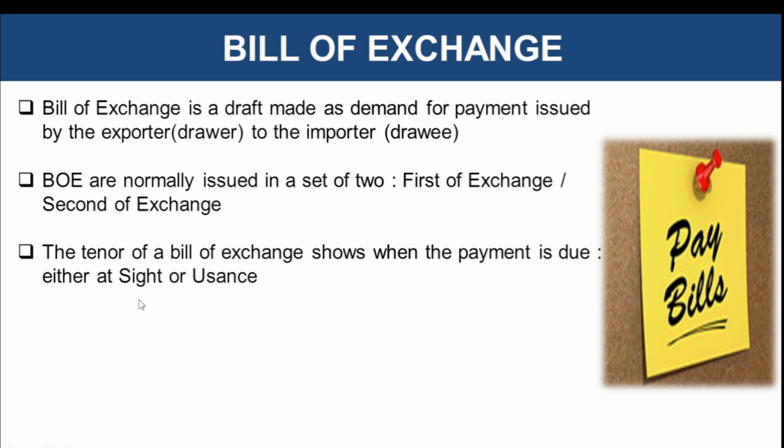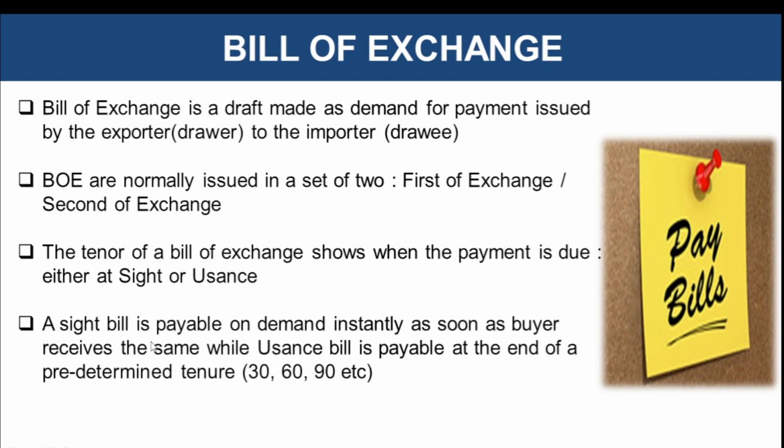So this is at sight, which means instantly. You made the payment once you received the good. Usance is after a certain period. On a future date you make the payment. Even after receiving the good there was a certain time gap involved. At sight, the bill is payable on demand, instantly, as soon as the buyer receives the same, while a usance bill is payable at the end of a predetermined tenure. And usually in international trade transactions, it goes in multiples of this 30. So 30, 60, 90 days. This is the usual usance period on which the bill is raised.